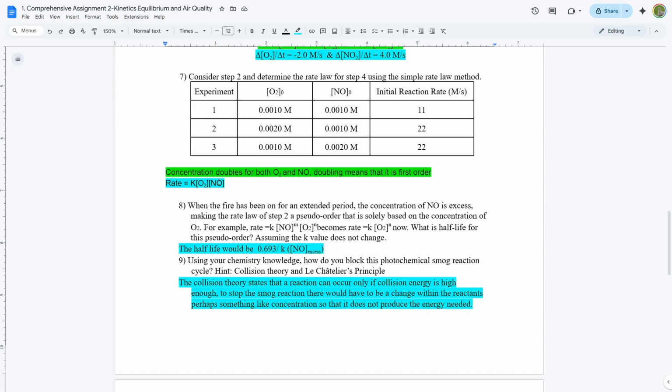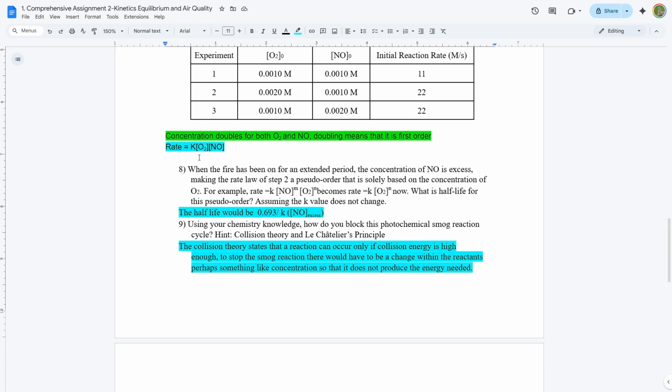For 7, to find the rate law, both of these are doubling in their concentration. They both go from like 11 to 22. If they're both doubling, it simply means that it's first order. I think quadrupling would be second order. So since they're doubling, it'd be first order, so the rate would look like this. It's the same thing as having the 1 as the superscript. But yeah, so K equals this.